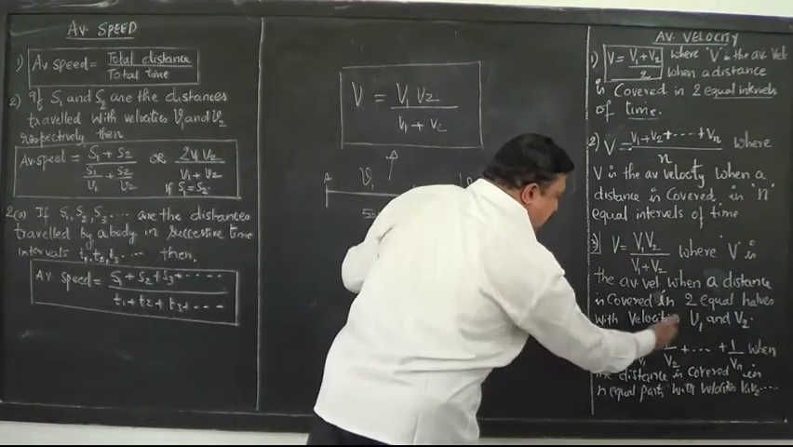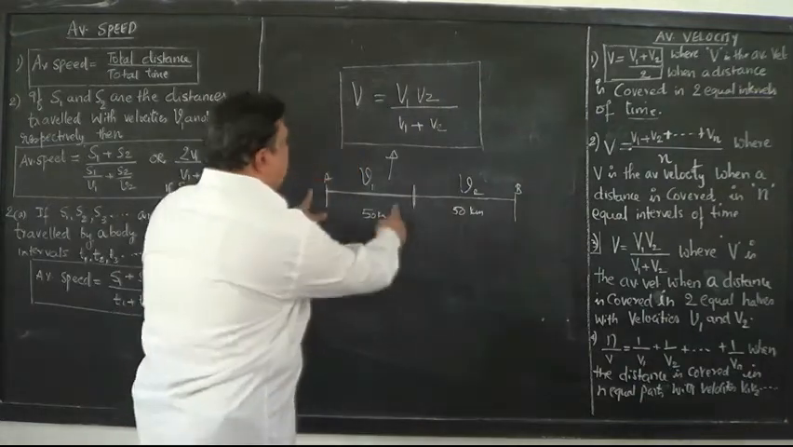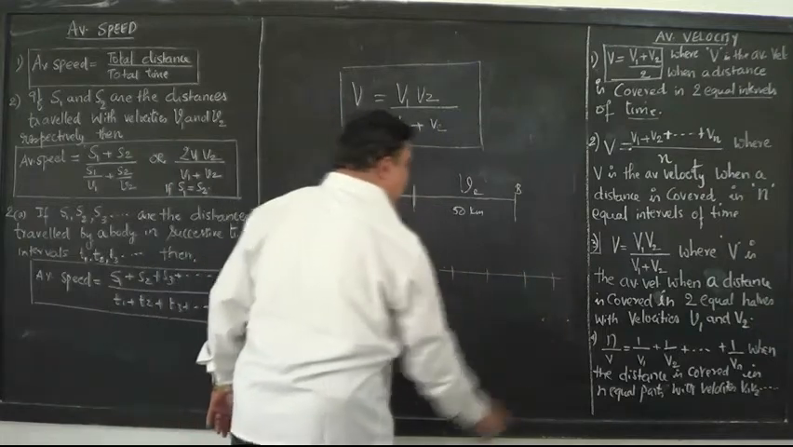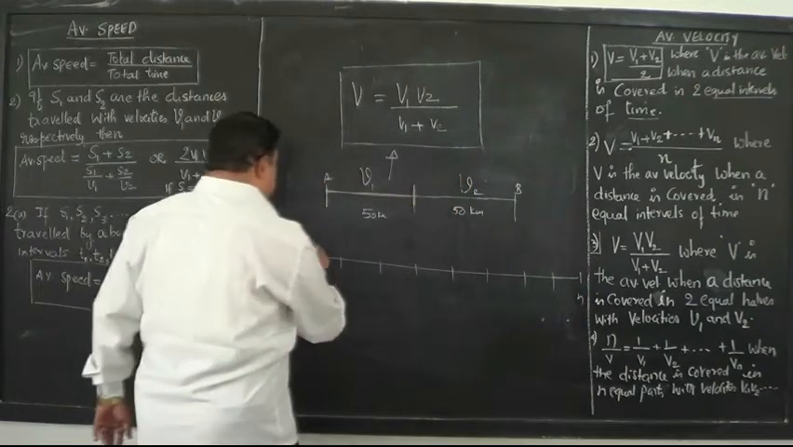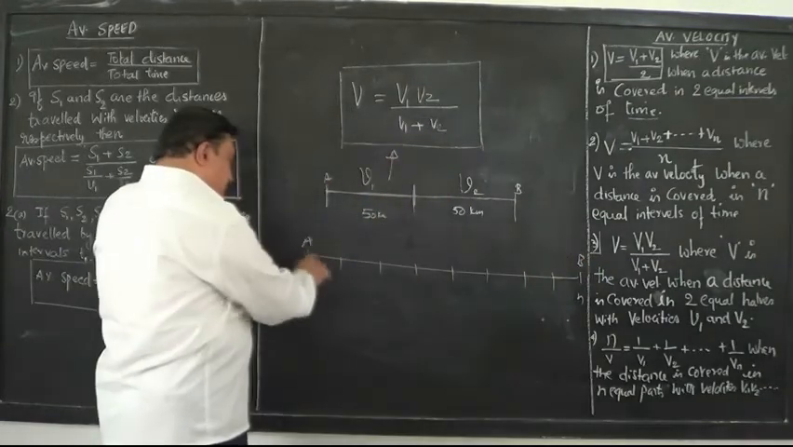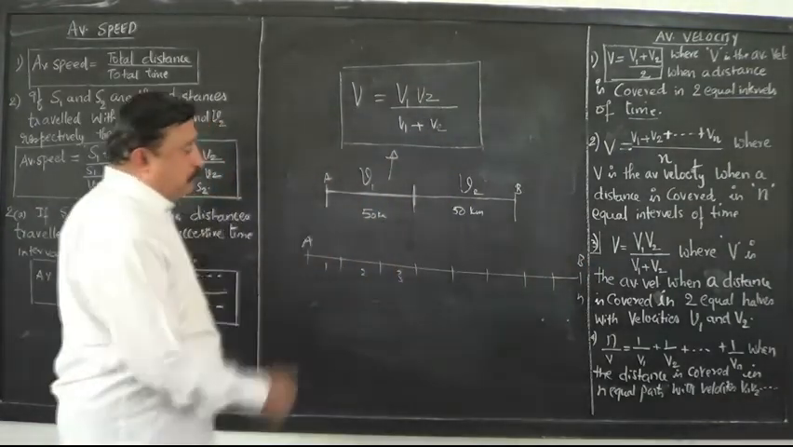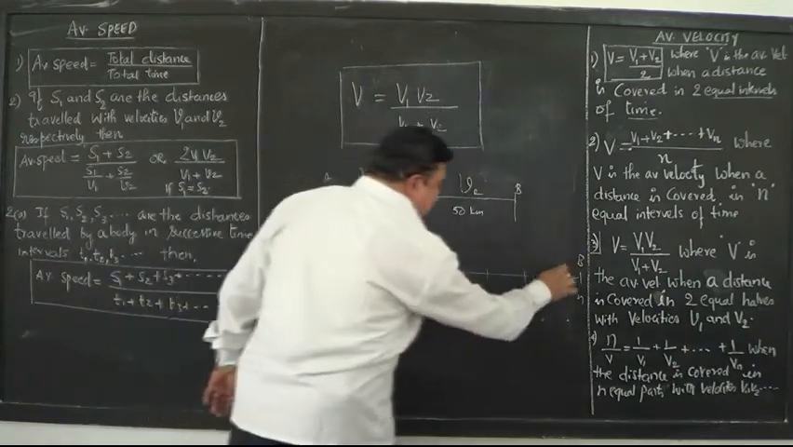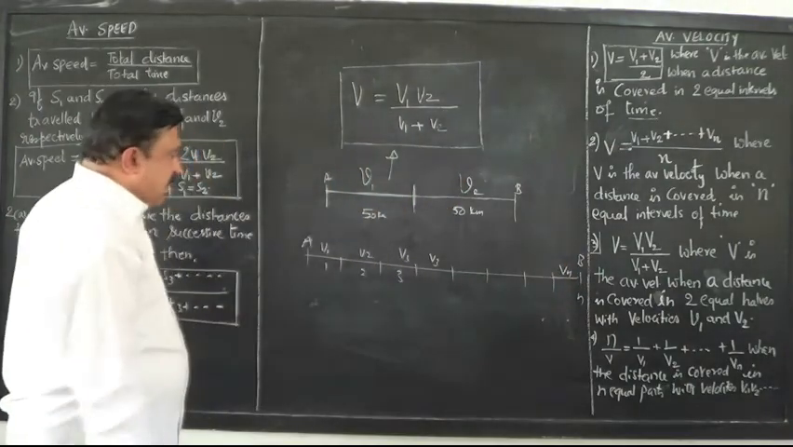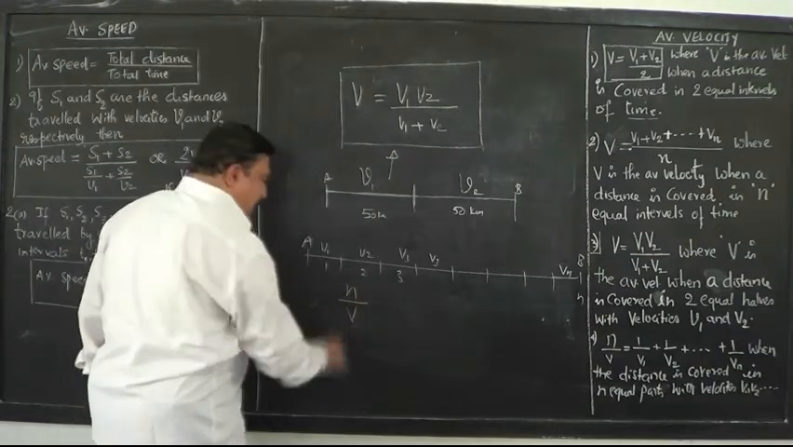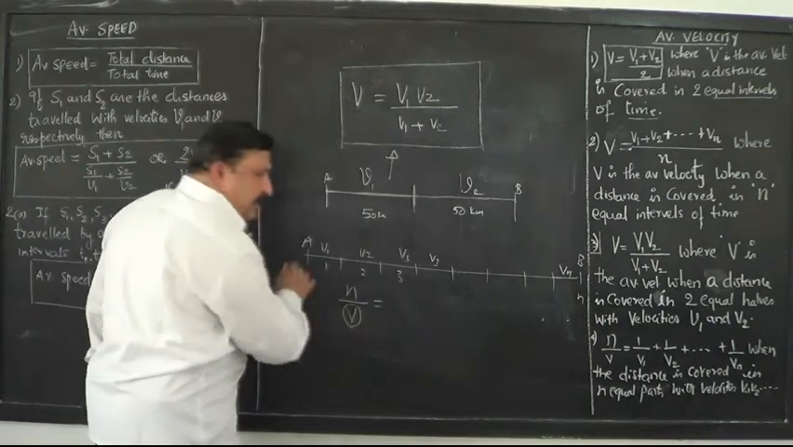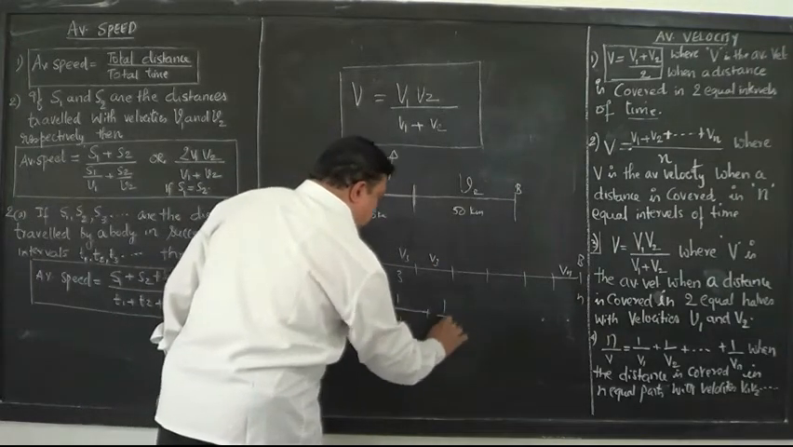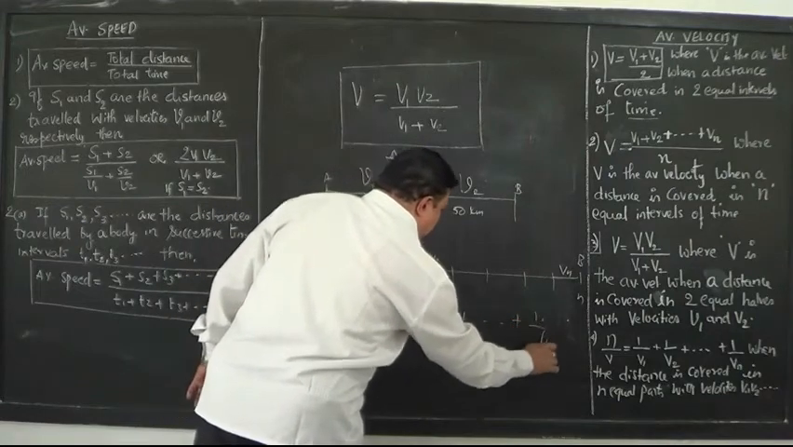Supposing there are n number of such parts; there are only two parts here. If you have n number of parts, 1, 2, 3, 4, 5, 6, 7 and n, the entire stretch of distance between A and B is divided into n number of parts, and in each part the body has velocity V1, V2, V3 etc., and in the last part its velocity is Vn. Then the average velocity is given by n over V, where V represents the average velocity and n is the number of such parts, equals 1 by V1 plus 1 by V2 plus etc. to 1 by Vn.